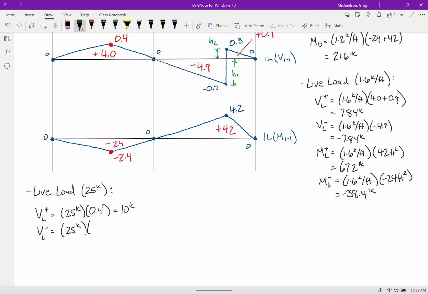So what are we going to do for the negative shear? What's the worst case negative shear? 25 times what? Negative 0.7. All right, and that's going to be, I think, negative 17.5.